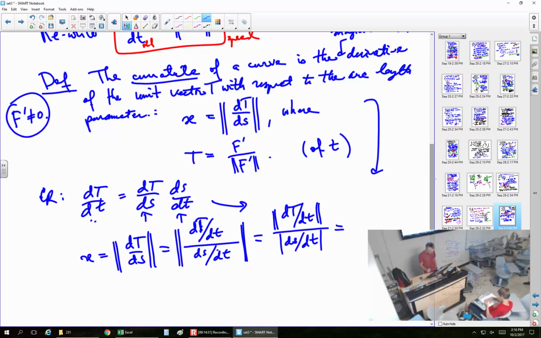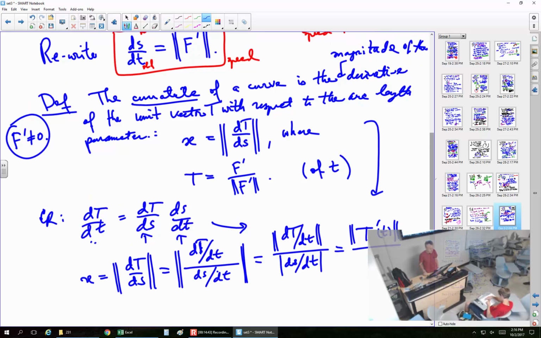And so this will be the magnitude of T prime as a function of t. Let's make that clear now. And the denominator is right there, the magnitude of our velocity. Okay, so that is the alternative formula for the curvature.